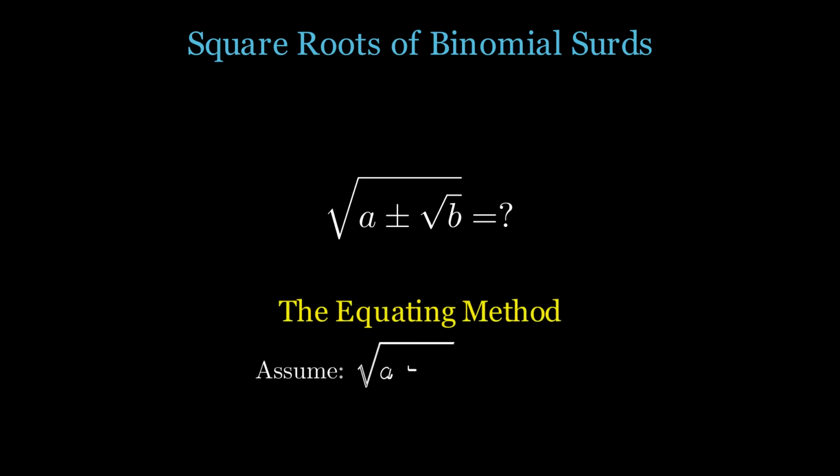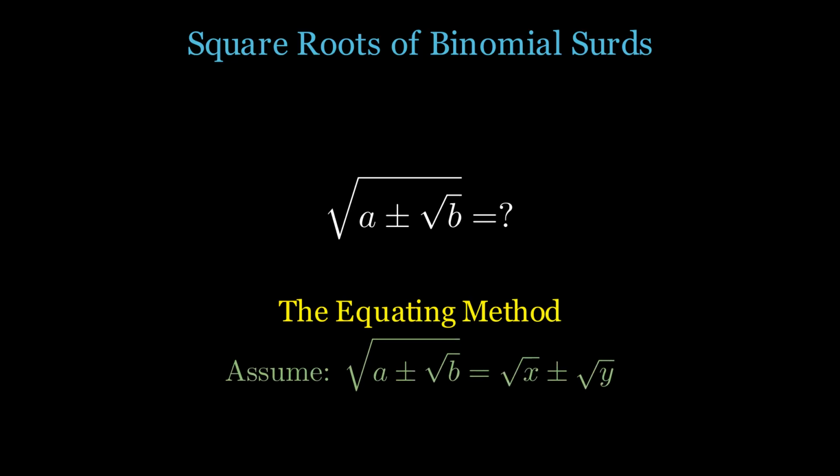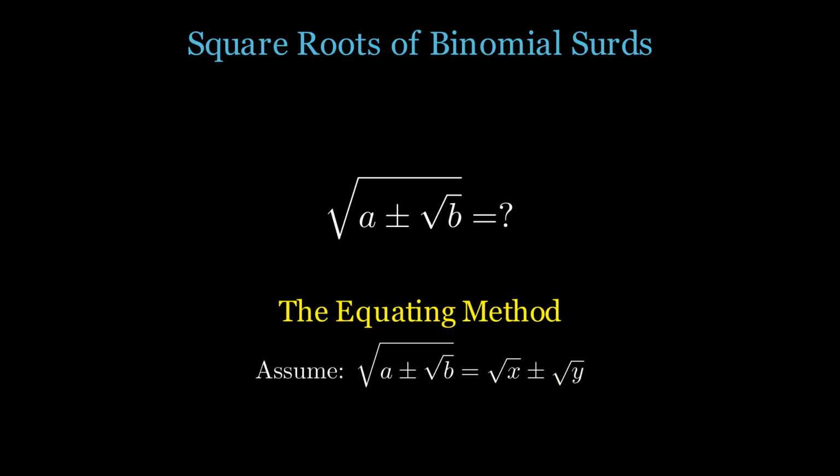Sometimes we need to find the square root of a binomial surd. These look like nested square roots. One reliable approach is the equating method. We assume the answer takes the form root x plus or minus root y. By squaring both sides, we can equate the rational parts and the irrational parts to find x and y.